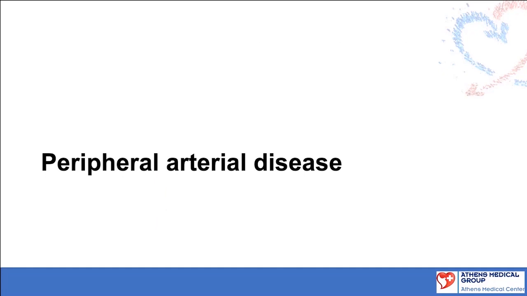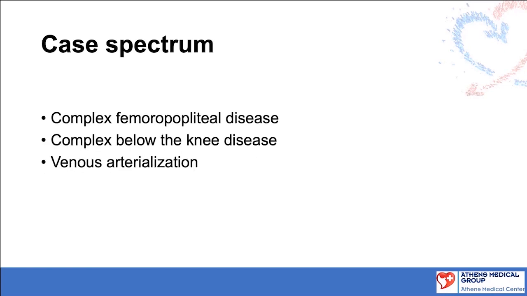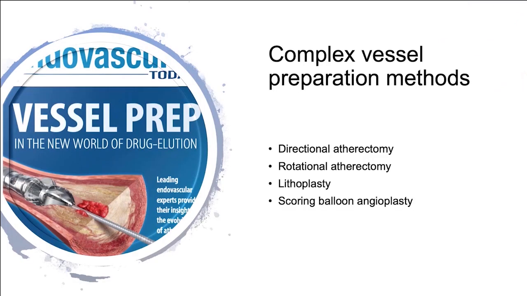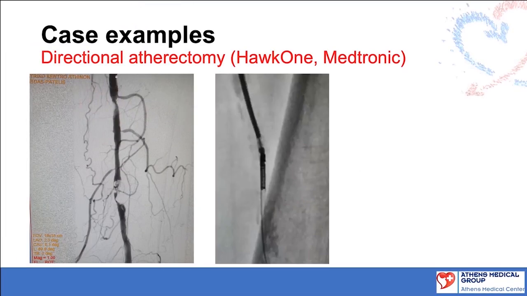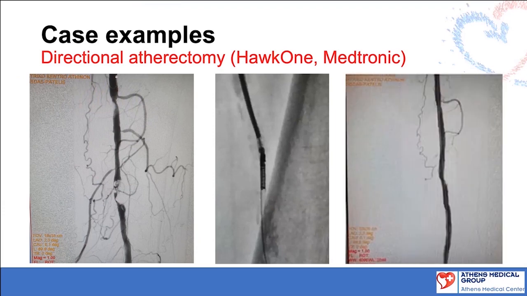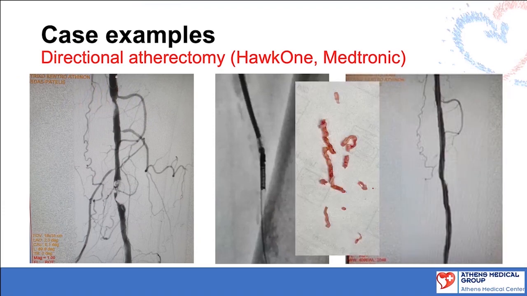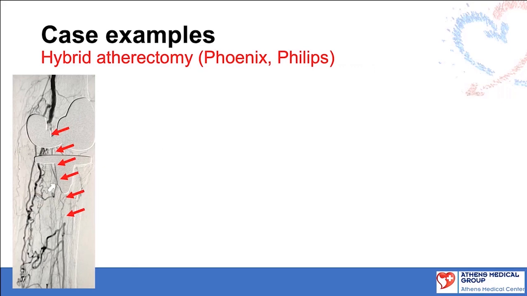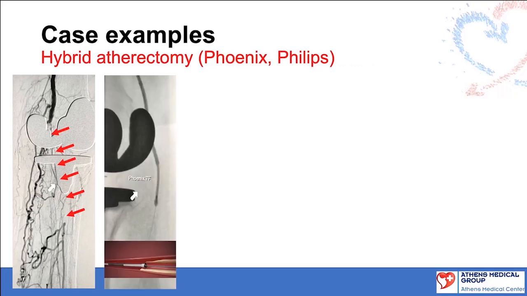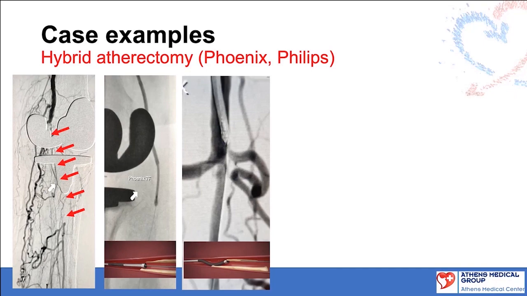Peripheral arterial disease is one of the biggest portfolios in our practice: complex femoropopliteal disease, complex BTK disease, and venous arterialization. We know that vessel preparation is the gold standard for a nice and long-term result in the right treatment of peripheral arterial disease. We are using a lot the directional atherectomy device, with excellent results and removal of the plaque. The hybrid room provides us all the important imaging that we need for a successful treatment, or this kind of hybrid atherectomy, that means rotational and directional atherectomy.